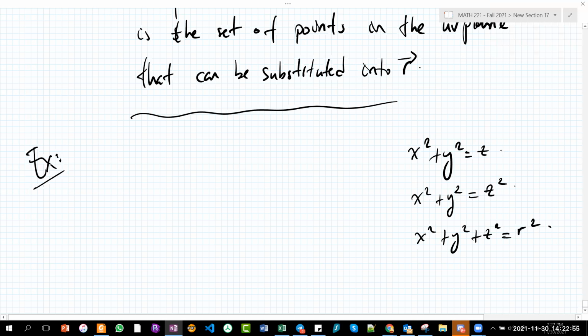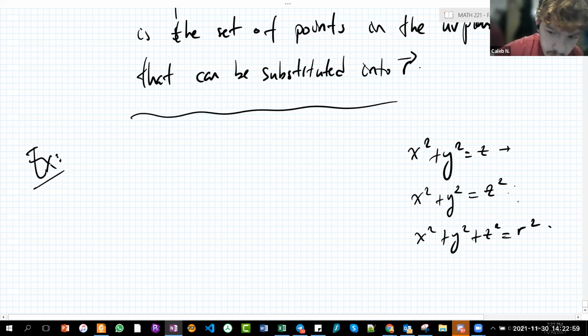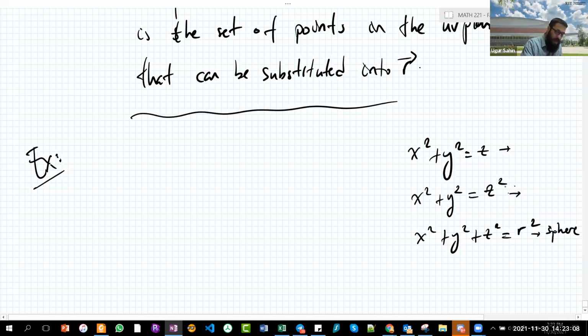I believe the second one is a sphere. Which one? The second one, the one in the middle. I think the sphere is the third one. And this one is a cone. And this one is a paraboloid.